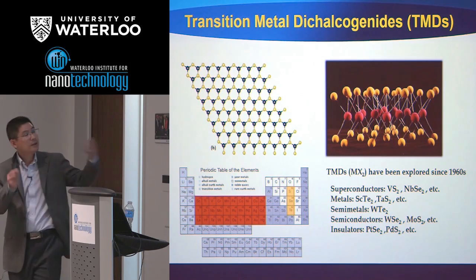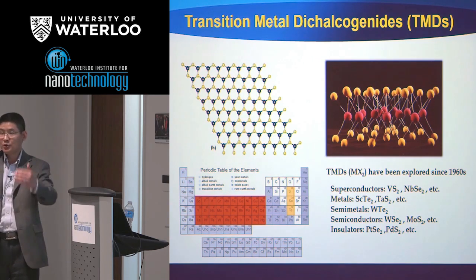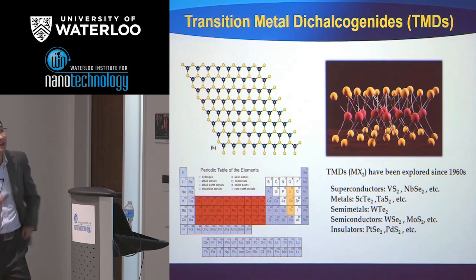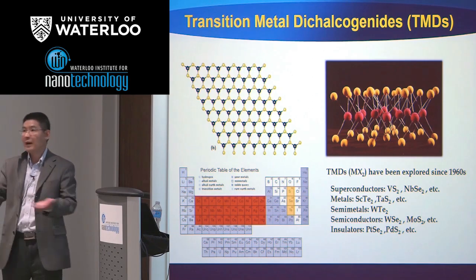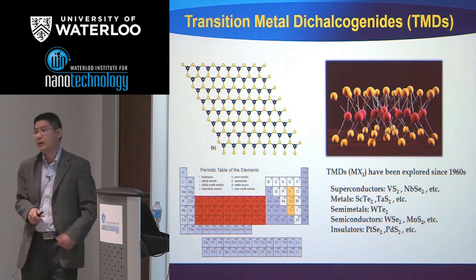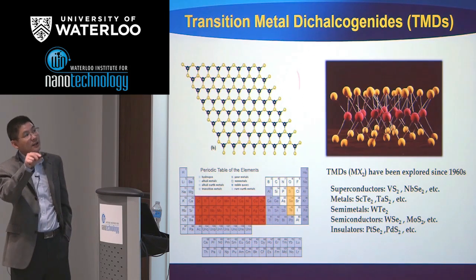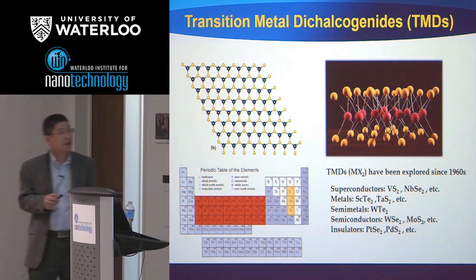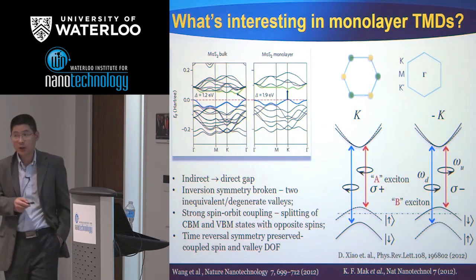These are layered materials. So within the layer, they have strong covalent bonding, and in between the layers, they are connected by these weak van der Waals interactions, and therefore you can easily peel them like graphene, right, to make a monolayer. And in fact, if you look at the structure, they do look like graphene. So I'm going to tell you why we are interested in this monolayer of transition metal dichalcogenide.